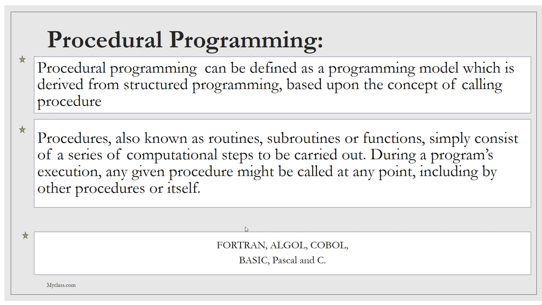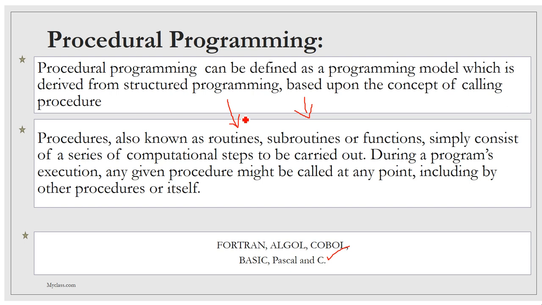Let's see. Procedural programming can be defined as a programming model which is derived from structured programming, based upon the concept of calling procedures. The biggest example of structured or procedural programming is C. We all know the programming language C, isn't it? So C is a programming language that follows the procedural programming style. That means it is a top-down approach. We are writing from top to down based on our logic.